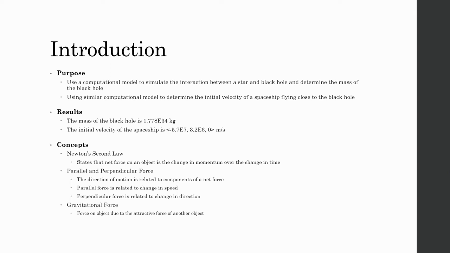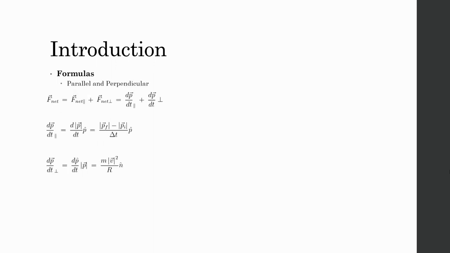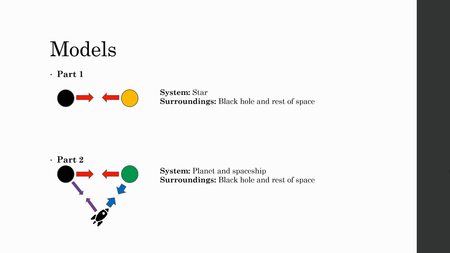initial velocity of the spaceship is negative 5.7 times 10 to the 7th, 3.2 times 10 to the 6th, and 0 meters per second. Concepts used in this lab are Newton's second law, parallel and perpendicular force, and gravitational force. These are some of the formulas used throughout the lab. These are the formulas relating to parallel and perpendicular force. We will use all the mentioned formulas in our code for creating the black hole model.